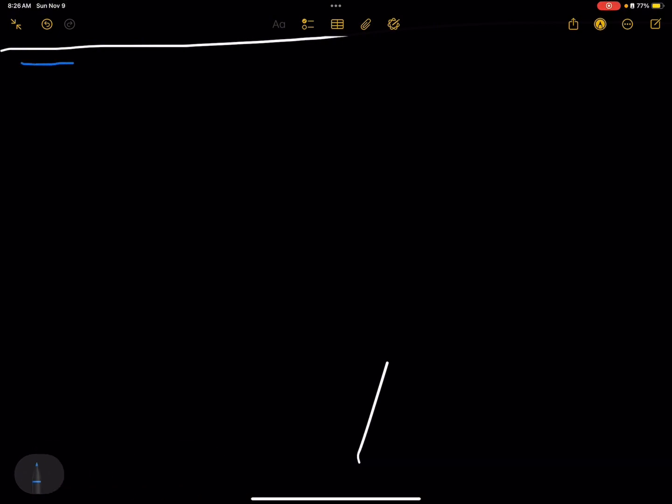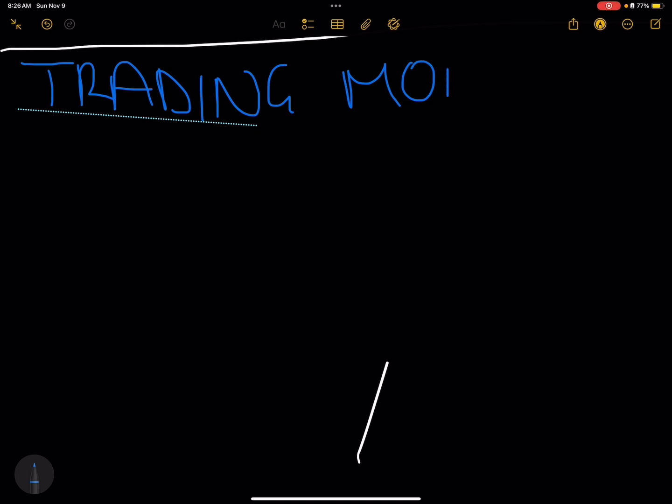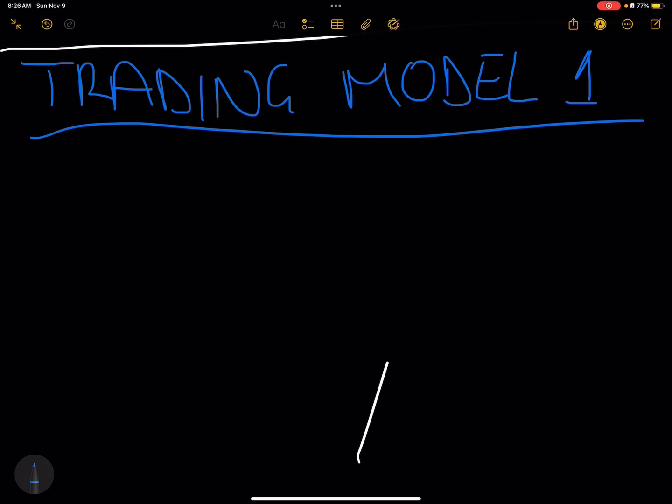Trading model 1. Now, for my trading model, there are 5 types of confluences I use, right?